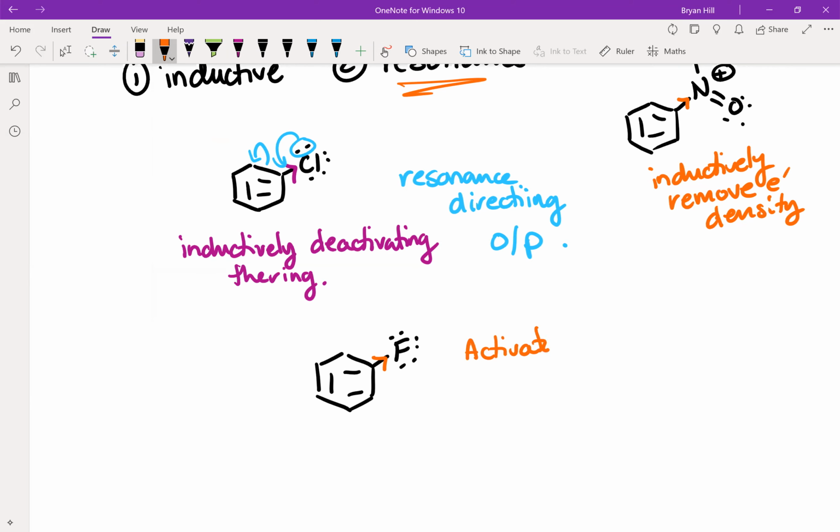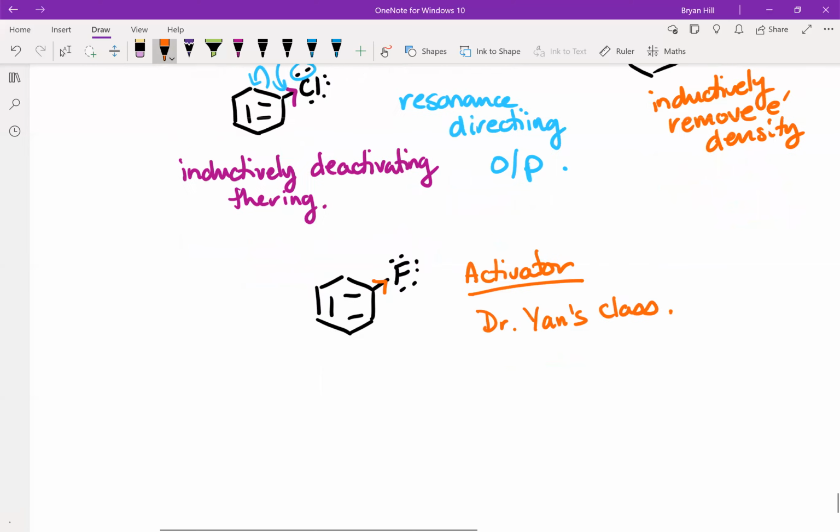And so you don't see this in any of your textbooks because it breaks this rule. So if you want to know the answer to why fluorine activates rings for electrophilic aromatic substitution reactions, you should take Dr. Yan's class on group theory, because I think they talk about that there.